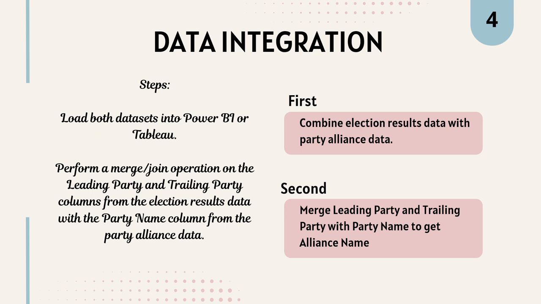So the first thing is we have to do data integration. First we have to combine the election results data with the party alliance data, and next is merging the leading party and trailing party with the party name to get the alliance name. The step by step process is: first load both data sets into Power BI and perform a merge or join operation on the leading party and trailing party columns from the election results data with the party name column from the party alliance data. Okay, so the first step is over.